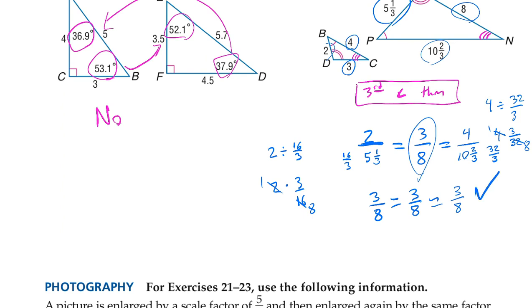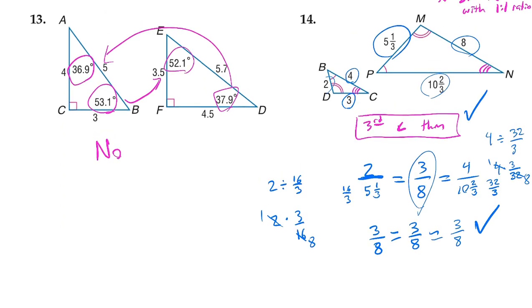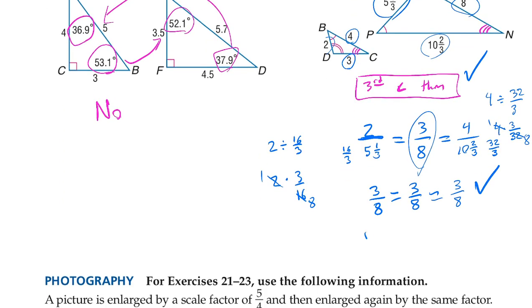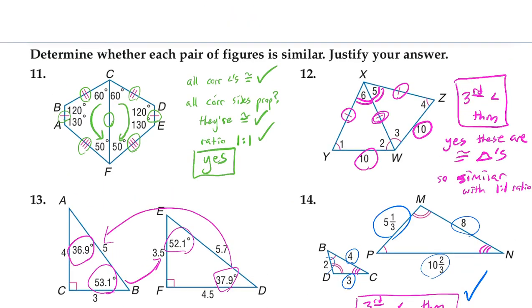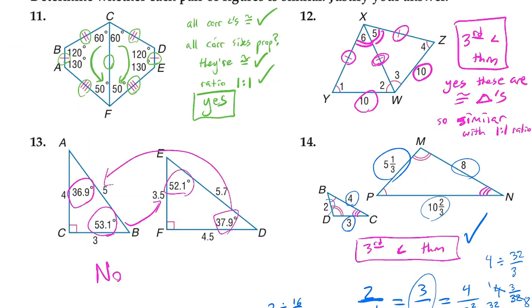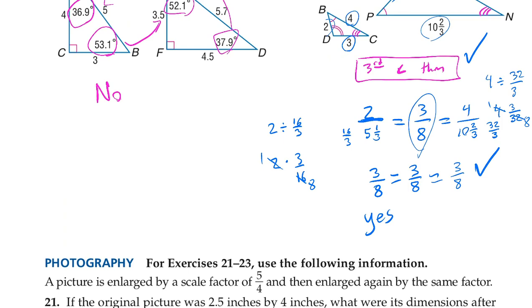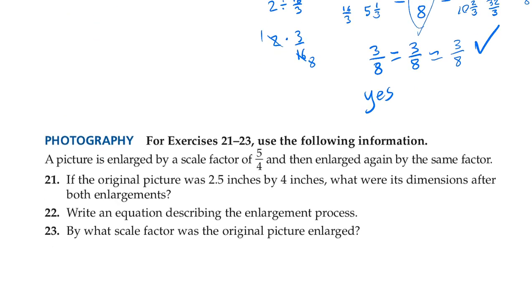So all three sides are proportional, and all three angles match by the third angle theorem. So yes. Okay, and let's look up here. It just says justifies. So yes, and we show that third angle theorem. So all angles congruent, or all corresponding angles congruent. And then we justified that all three have the same ratio.